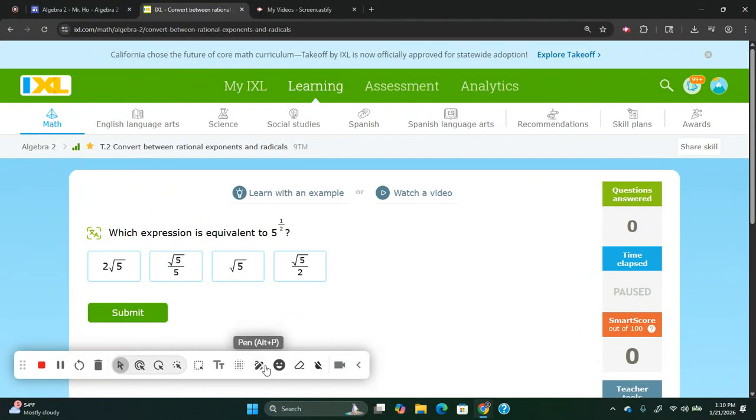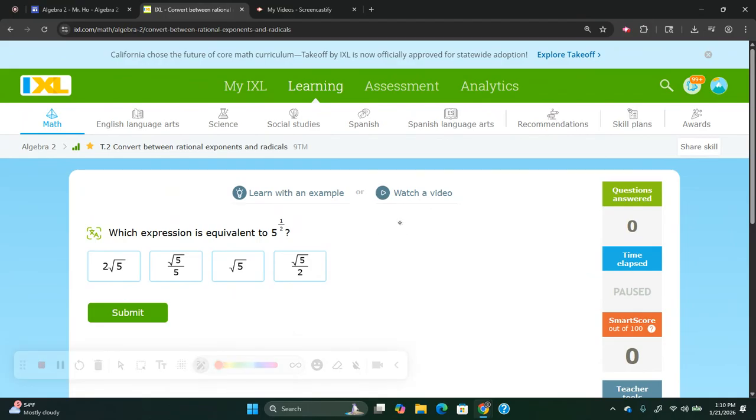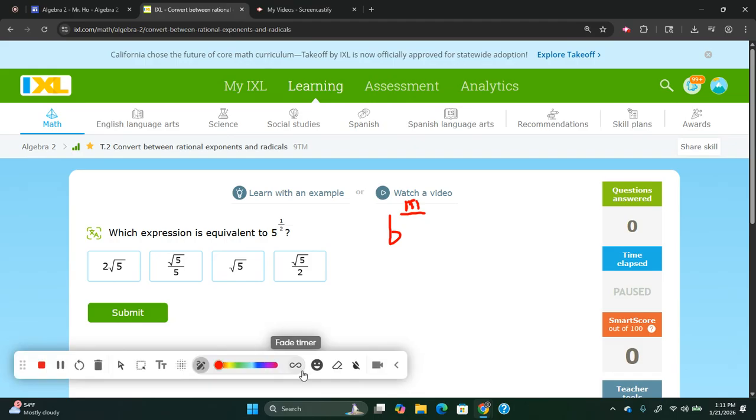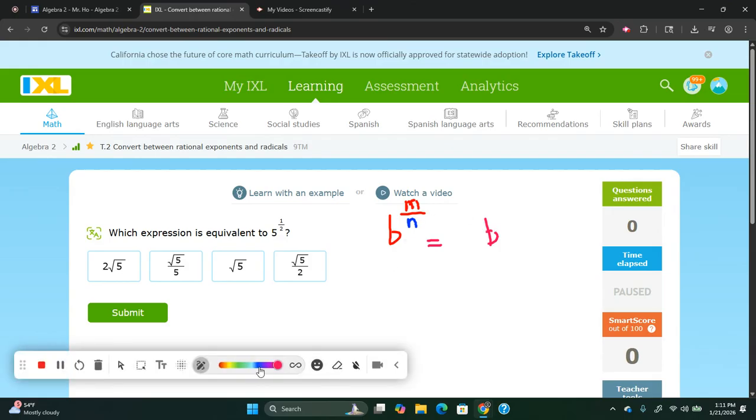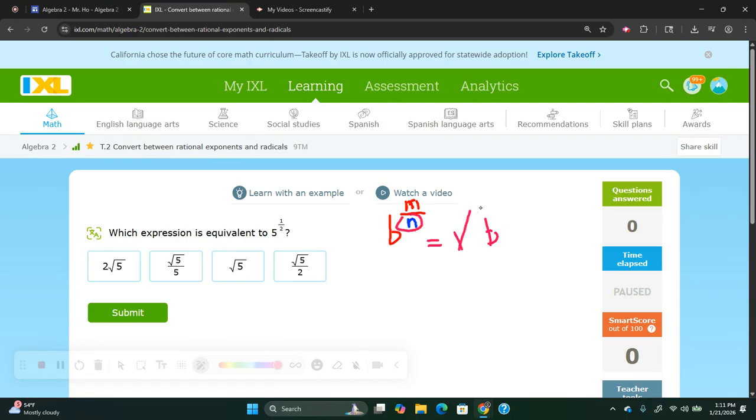Alright, so let's give you the formula first. If you have base b with exponent m over n, I want to use a different color. You see the color code here. Now it is a rational exponent, so you can convert it. It's still the same base b, but now you can see the denominator here. This is the n, is that right? So that should be the n-th root. So put the n right here.